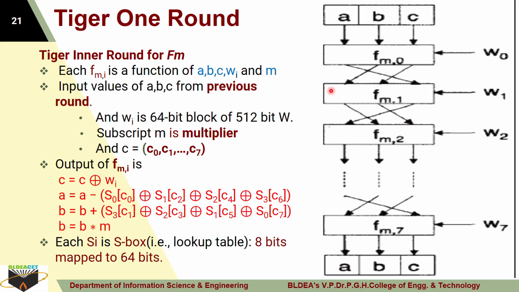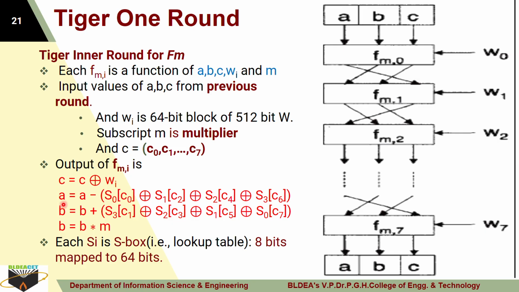Let's see the output of one F of m comma i. If I take F of m comma 0, after applying this function, what output will you get? How will we get that output? Let's see how this function works. C is equal to C XOR Wi. Wi is W0 if you are performing F_m for round 0, so it is C XOR W0. After applying this XOR operation, the result you take as C now.